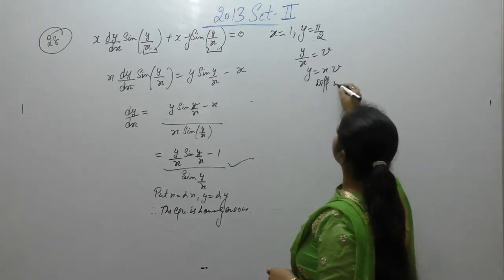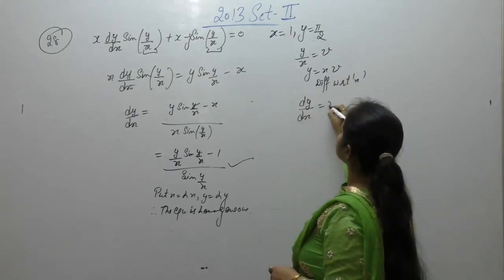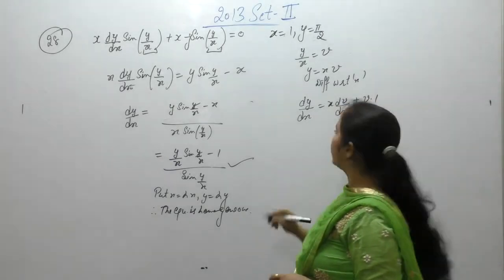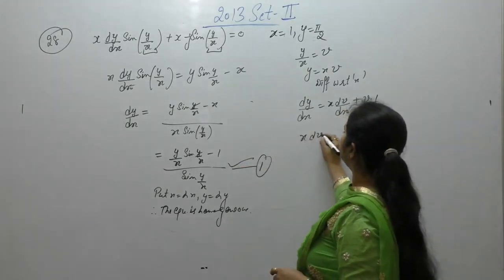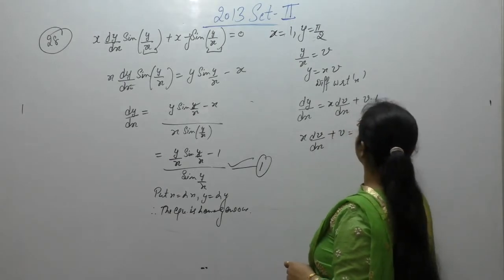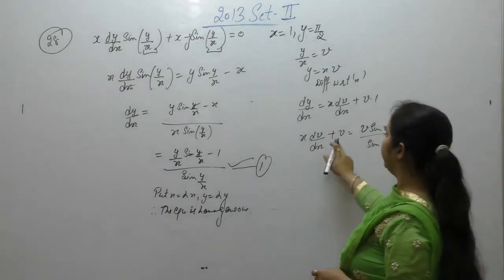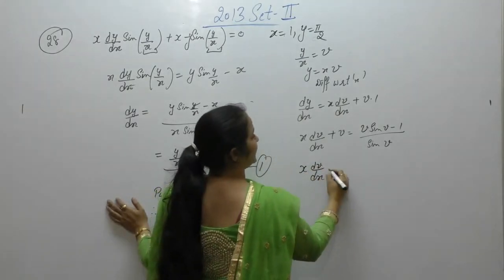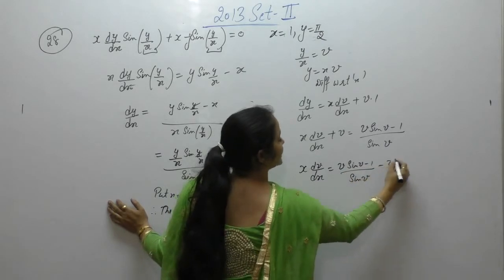Now differentiate it with respect to x. dy upon dx, first as it is, dv upon dx, plus v, derivative of x is 1. Now put this value in equation 1. We get x dv upon dx plus v, y upon x is v, sine v minus 1 upon sine v. In the next step, v will go on the right hand side. x dv upon dx, v sine v minus 1 upon sine v minus v.